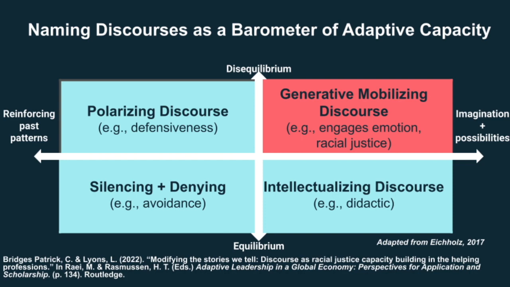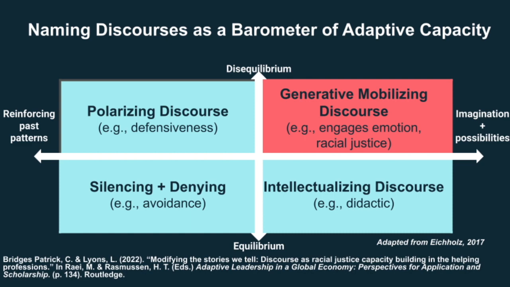In generative mobilizing discourse, we are achieving racial justice or intersectional justice. We engage our emotion. I think this is critical here. That's a hallmark of being in this quadrant. We experience, as you can see in these arrows here, the disequilibrium, and also imagination and possibility. We're not just repeating the same old. We're going somewhere new, and we're a little uncomfortable along the way. We're experiencing that disequilibrium in a positive way.